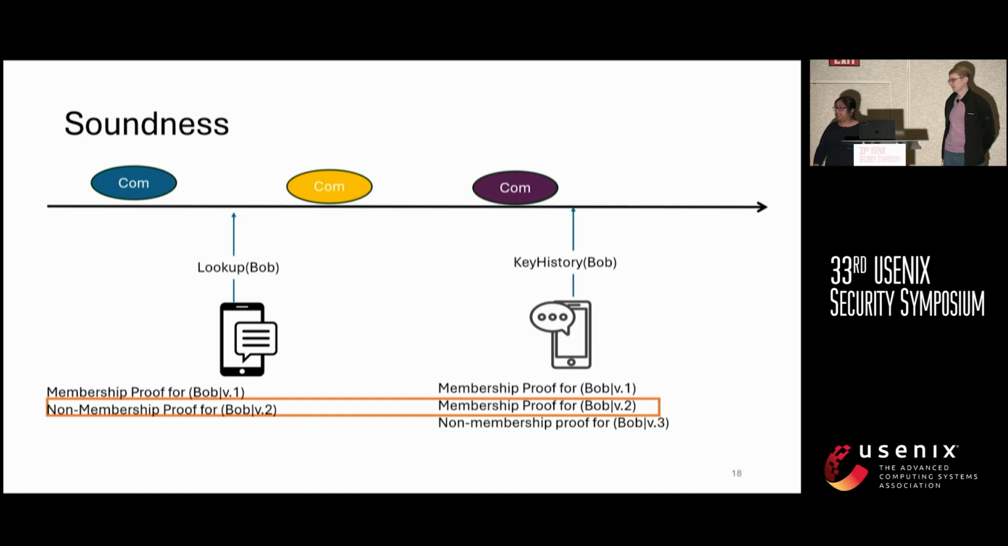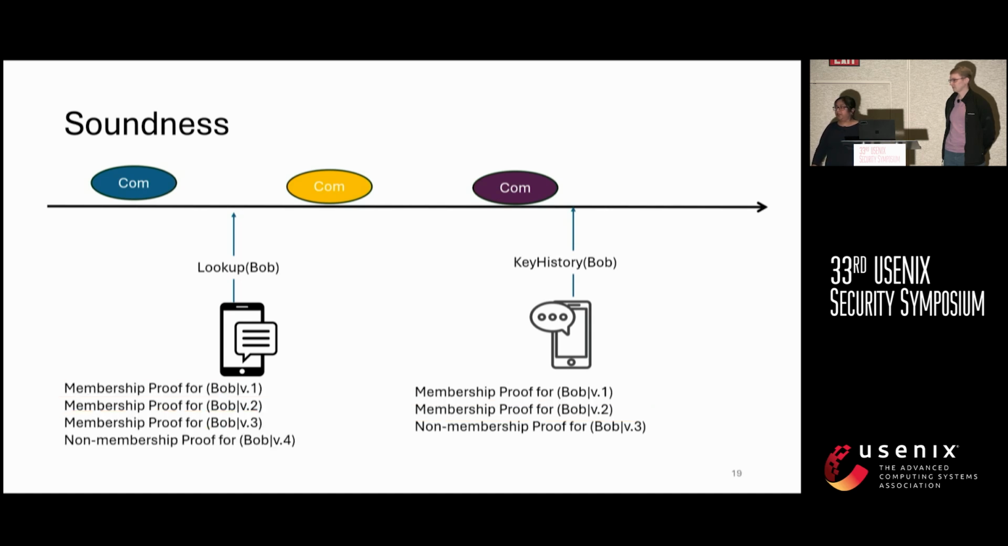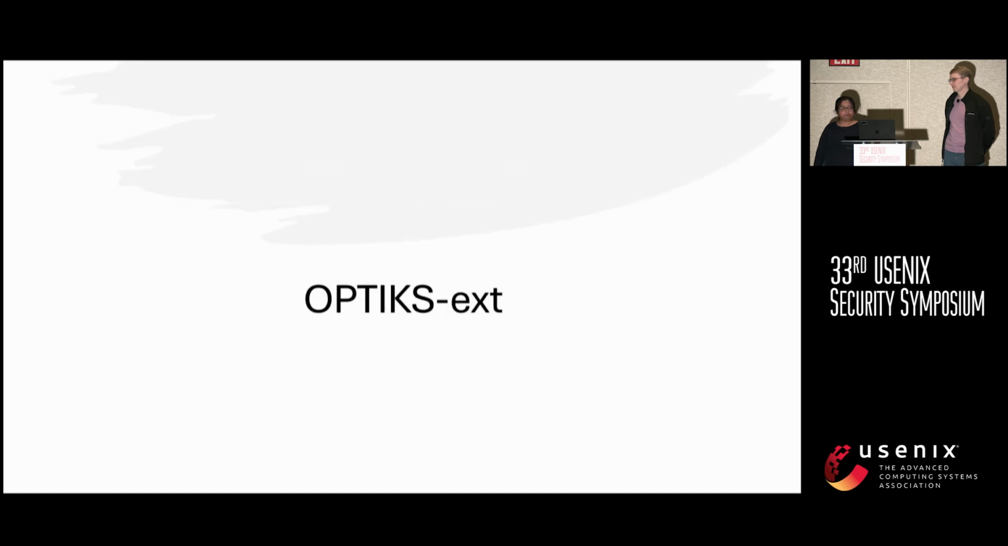You cannot, for the same username and version, have both membership and non-membership with respect to the same commitment. And likewise, if the service provider tries to add a fake key, say version 3, which doesn't exist, and tries to show that for Bob to Alice, a similar contradiction will arise. Now in the opposite direction, Alice will have to see the membership proof for Bob, while Bob sees the non-membership for that version number.